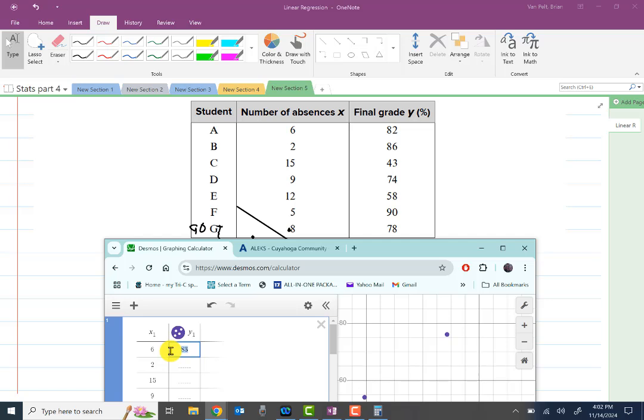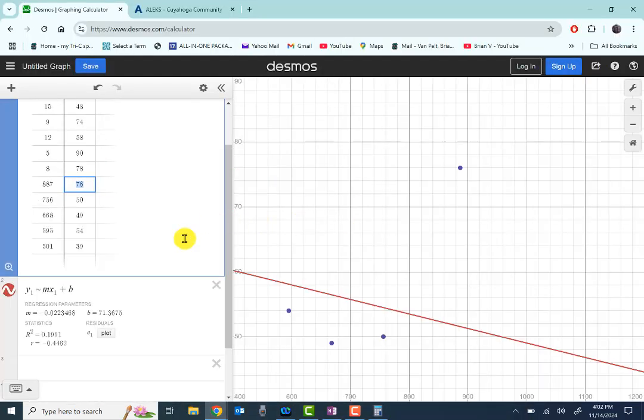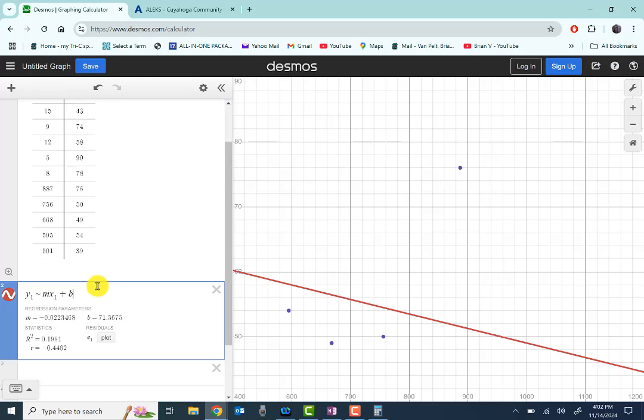And let's go up to the y values. 82, 86, 43, 74, 58, 90, and 78. Now that I got the data in, I'll go back to Desmos altogether. Now the numbers have changed here this time.